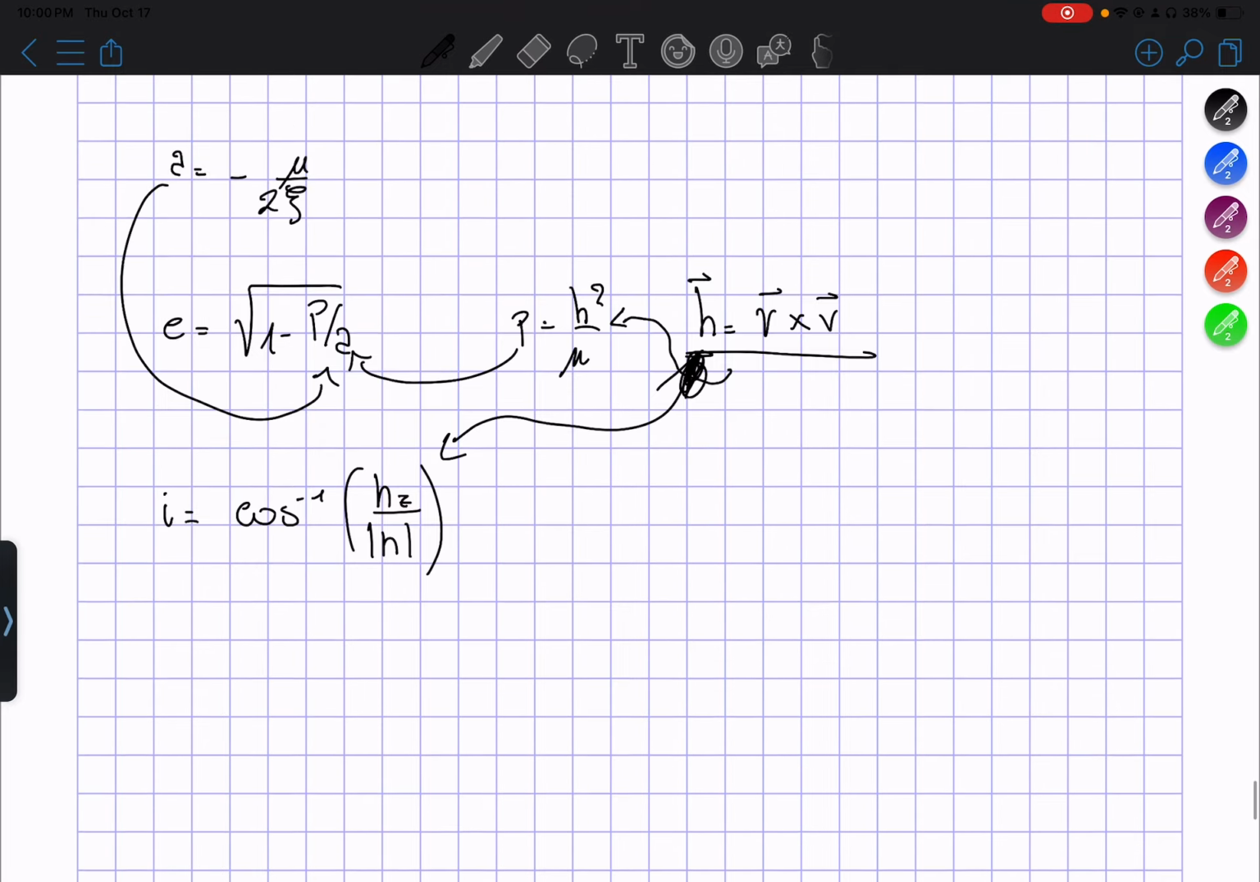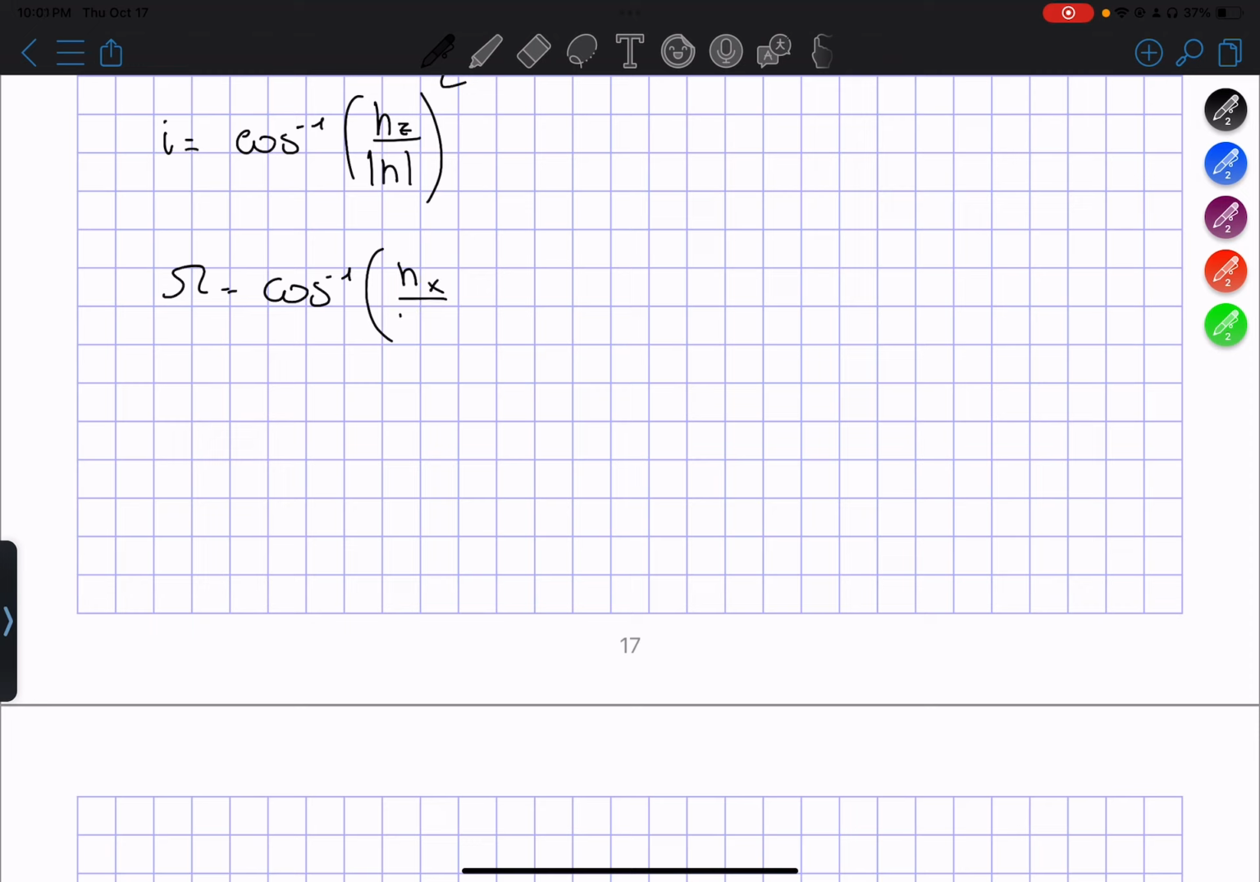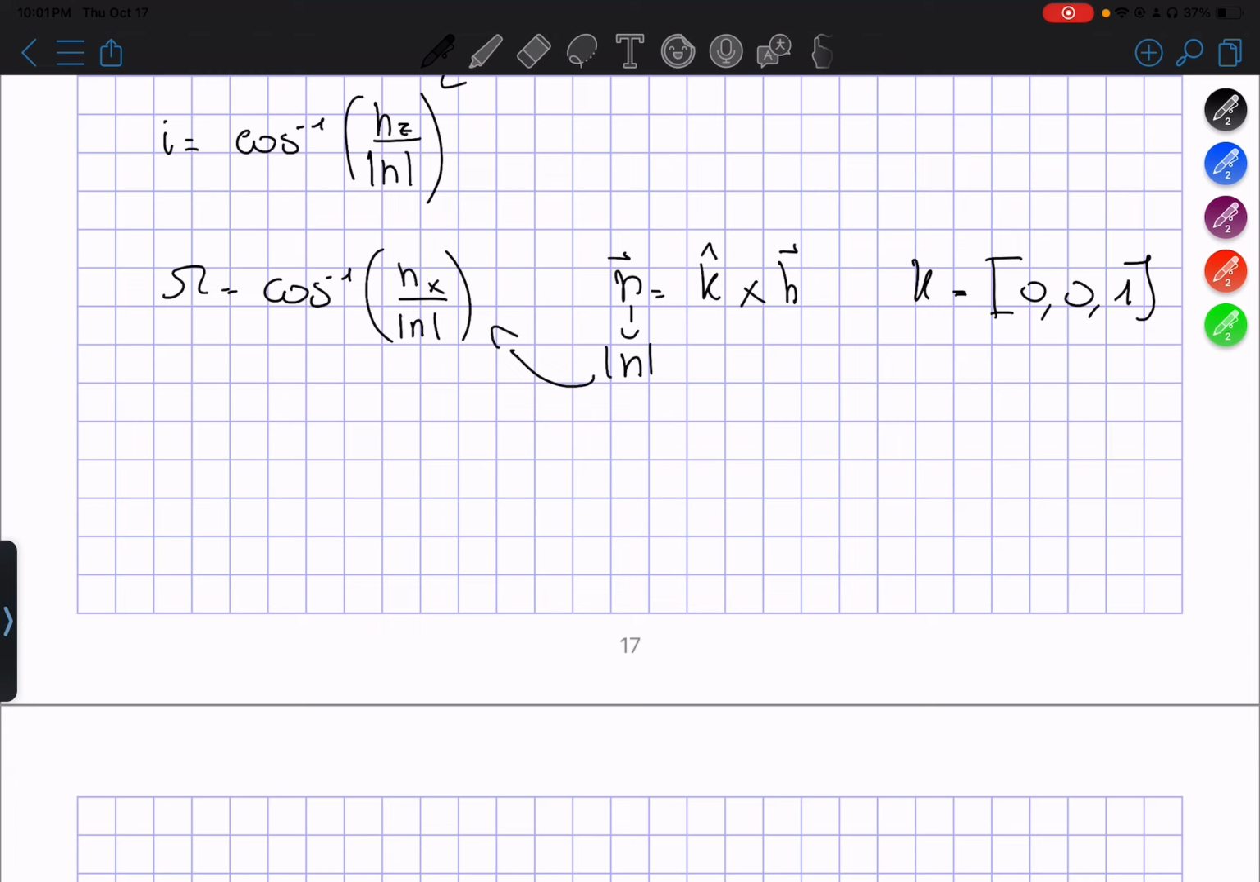Now we can find Ran. Ran is equal to cosine to the power of negative 1 of our n vector x value divided by the magnitude of n. How do we find n? Well, n is equal to the k hat vector crossed with h vector. What is k? K is just a vector with 0, 0, and 1 values. So we find n, we can find the magnitude of n from there, and then we find Ran.